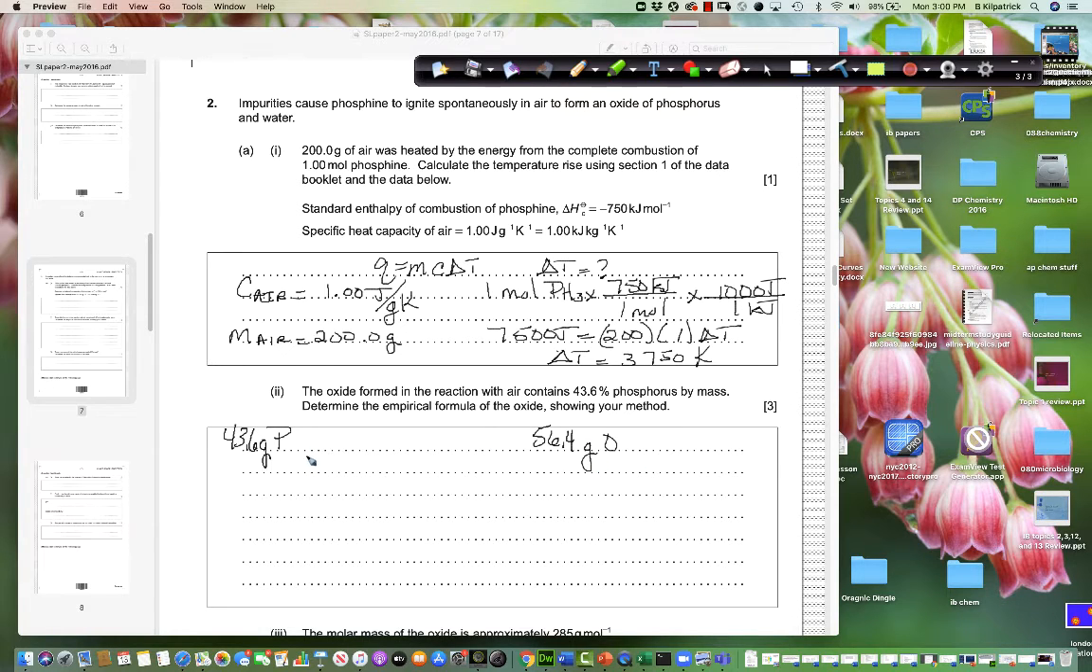First step, convert to moles. Anytime we're finding the empirical formula, you need to know the moles so you can get the mole ratio. So 30.97 grams is equal to 1 mole. That's going to be equal to 1.4078.